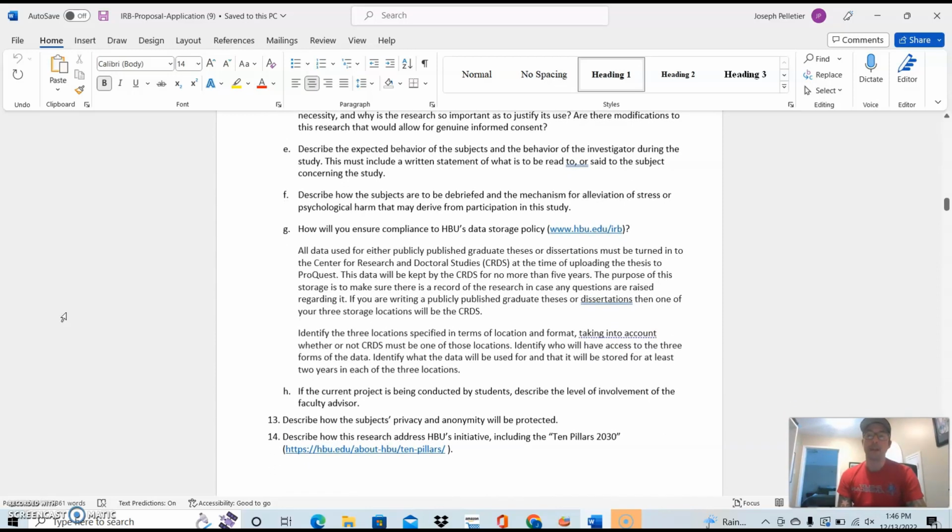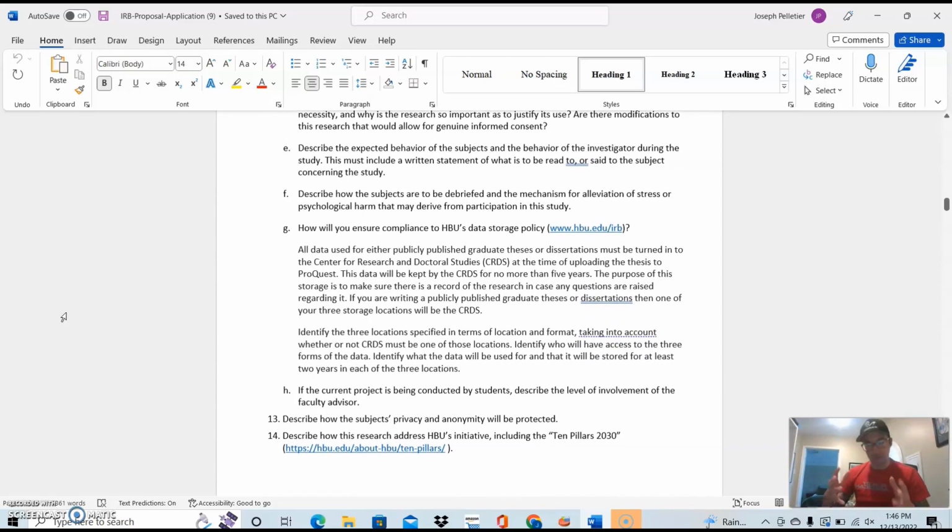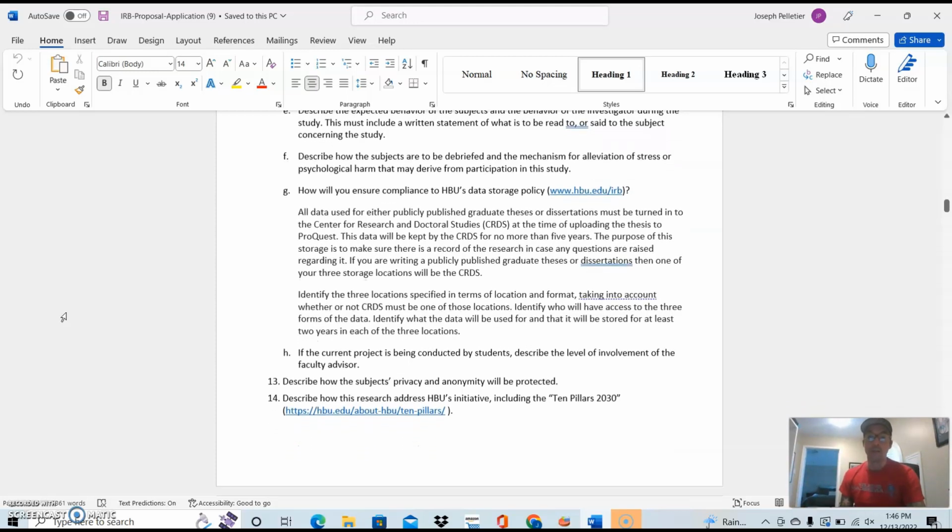12E, expected behavior. So they're going to do a 15-minute online survey from SurveyMonkey and so on. So what do you expect them to actually do as part of the study? The subjects need to be debriefed. So I would actually just copy and paste over a paragraph that says this is the script that will be utilized when debriefing the participants.